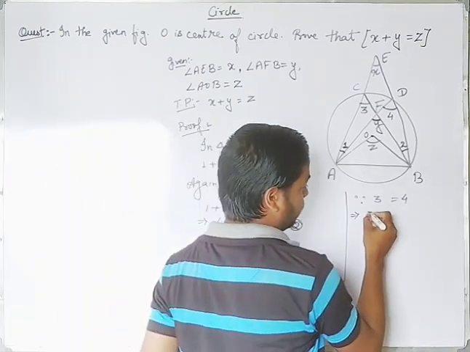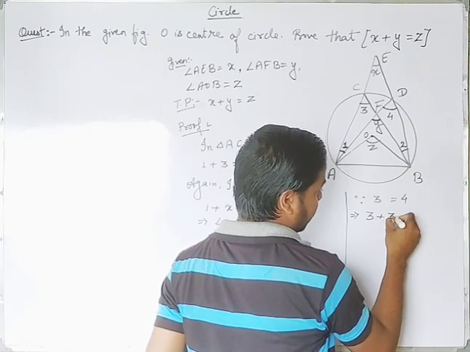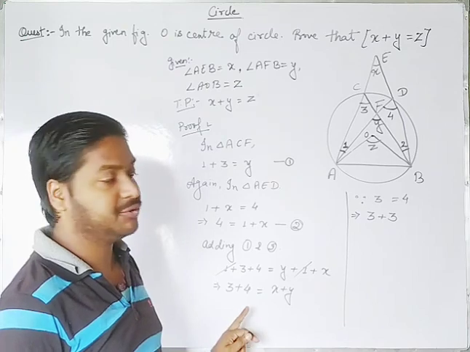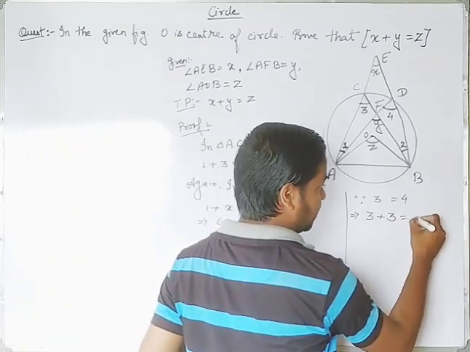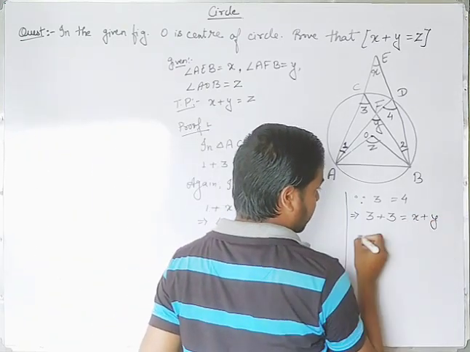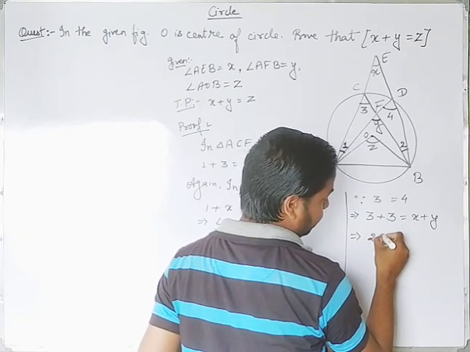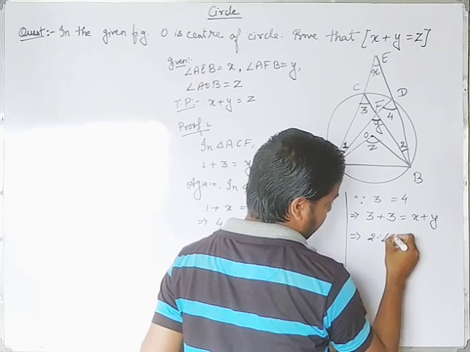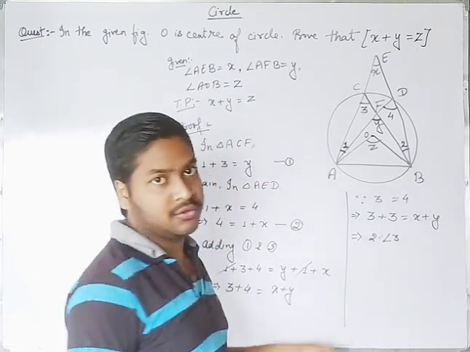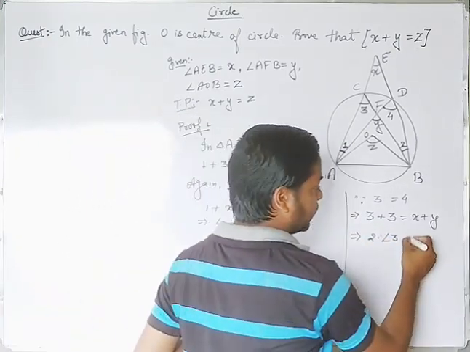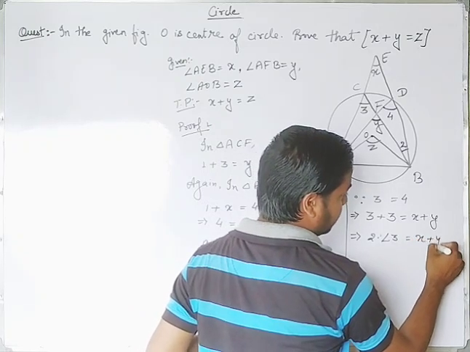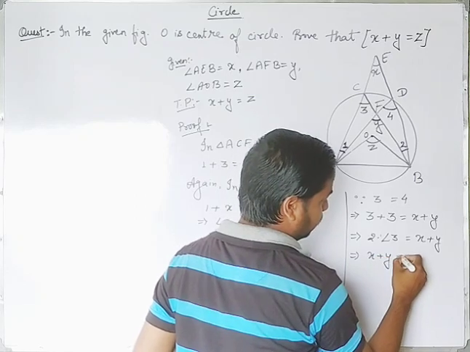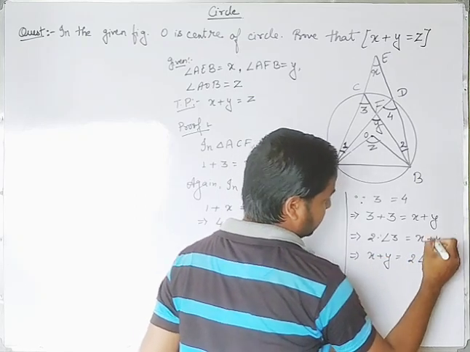We can write 3 plus 3 or 4 plus 4. In place of 4 I am using 3 because both are equal. So 3 plus 3 is equal to x plus y. 3 plus 3 means 2 into angle 3. These are angles, so I am writing the angle symbol here so that you will not be confused. So x plus y is equal to 2 of angle 3.